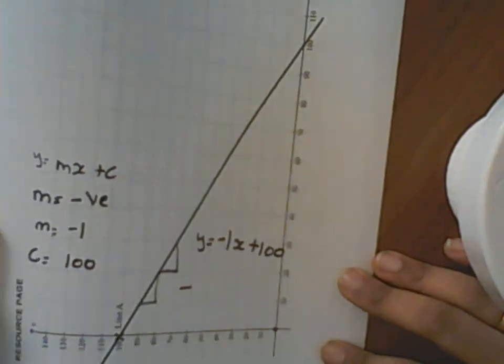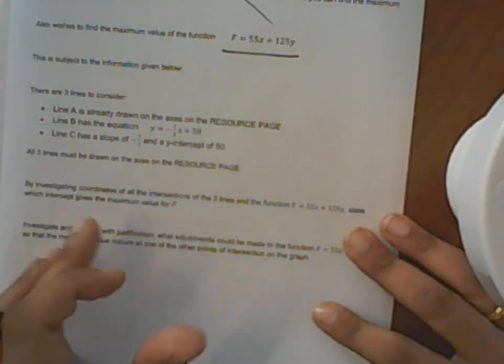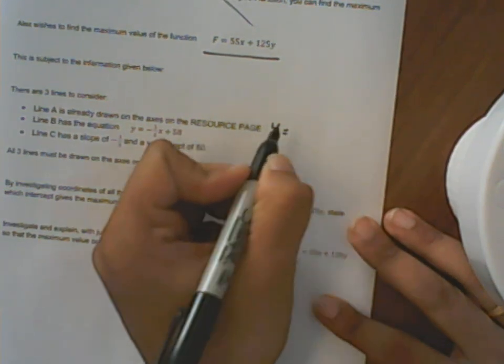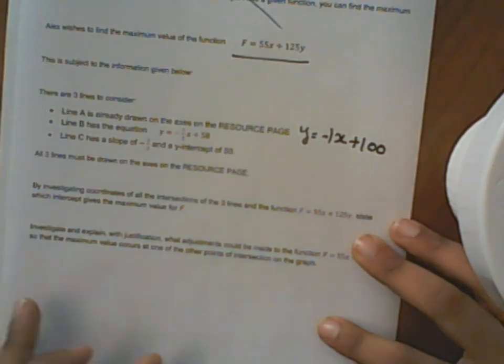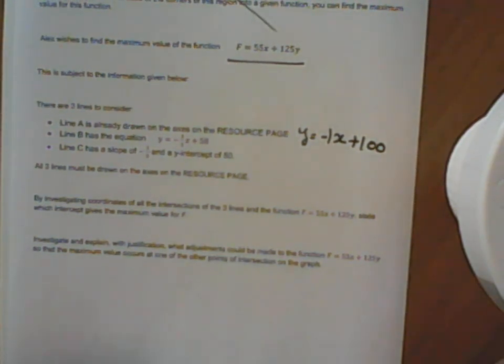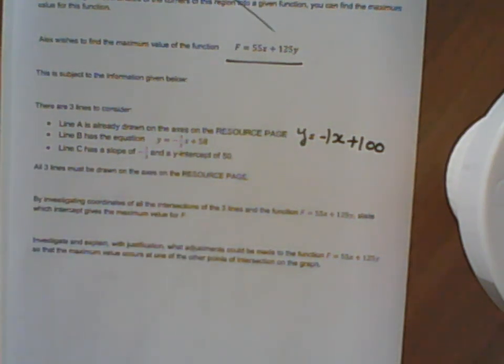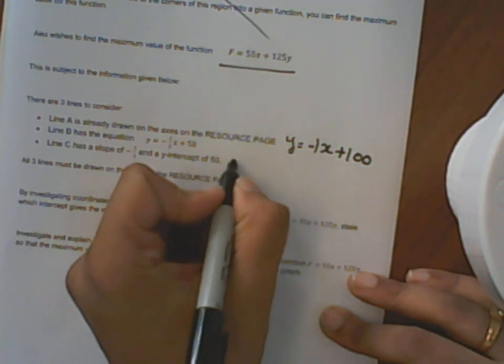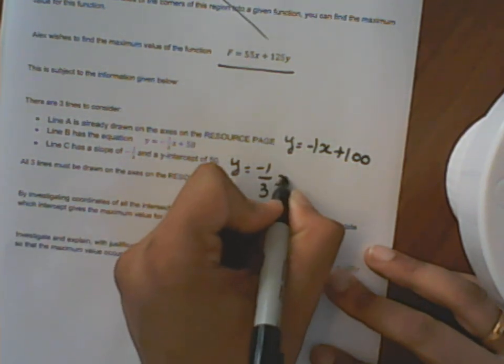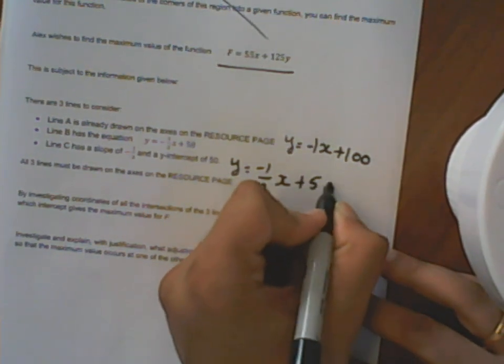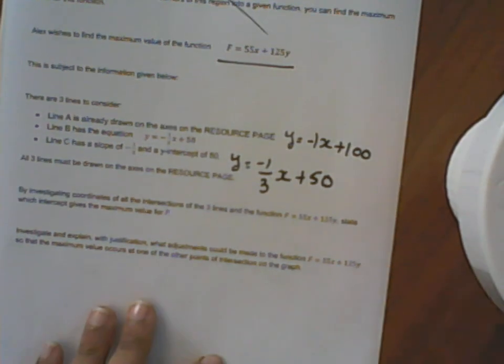So let's go back to our question paper. Let's look at this line. So it says resource page. So here my equation is going to be y is equal to -1x plus 100. Next, he's given me line B, and it has an equation. y is equal to -12x plus 58. Well and good. Line C has a slope of -1/3 and a y-intercept of 50. Pretty straightforward. So y equals mx plus c. In this case, y is equal to negative, my m is 1/3 x plus my intercept is 50. So they've given me all the three equations.